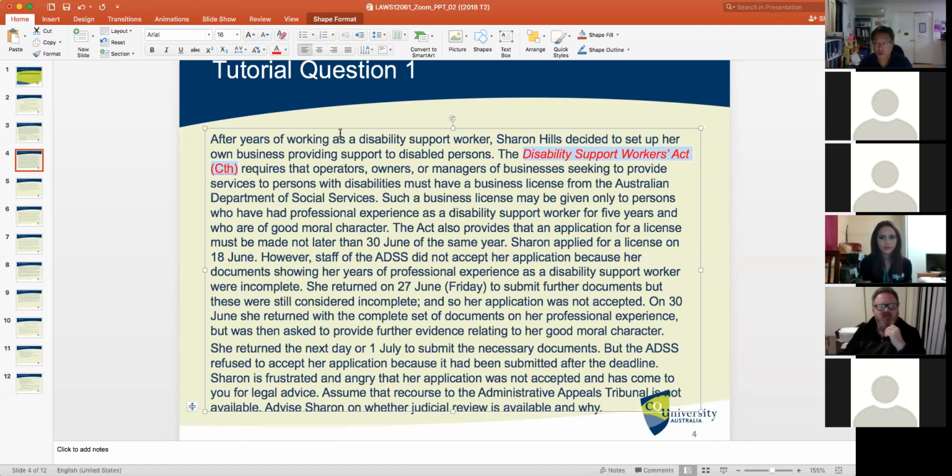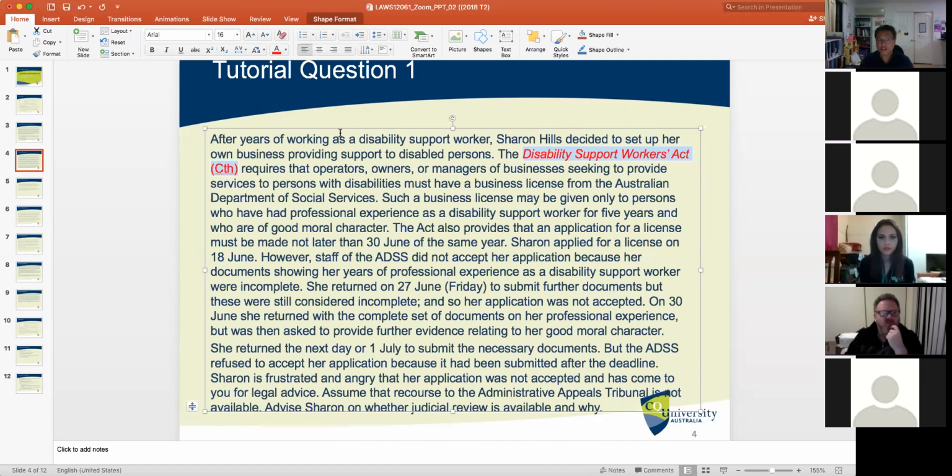I'm going to address the crucial point that Josh was making, and I'll get back to that in a short while. But going back to tutorial question 1, because this is a very crucial point as far as the Judiciary Act is concerned, we will notice that a decision was made in relation to the application of Sharon for a business license. The decision was made based on the Disability Support Workers Act Commonwealth. The Disability Support Workers Act requires that somebody like Sharon must have a business license. And so if a decision was made not to give Sharon a license, such a decision would have been based on the Disability Support Workers Act.